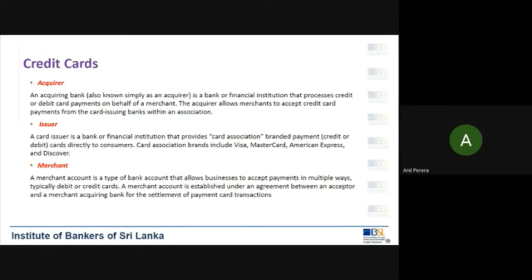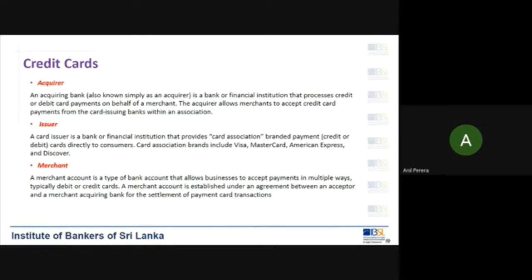Question number 5, same question paper. I'll read the introduction of the question. Technology has significantly changed the service delivery channels of banks and other financial institutions. It has improved the efficiency of financial services and the intermediation process. In this context, briefly explain the following. There are 4 subparts given. You have to provide a brief explanation or description on each and every aspect.